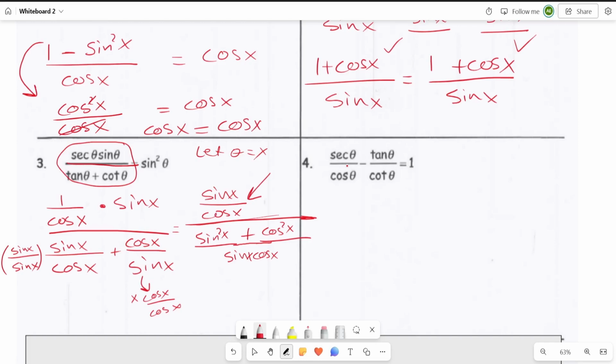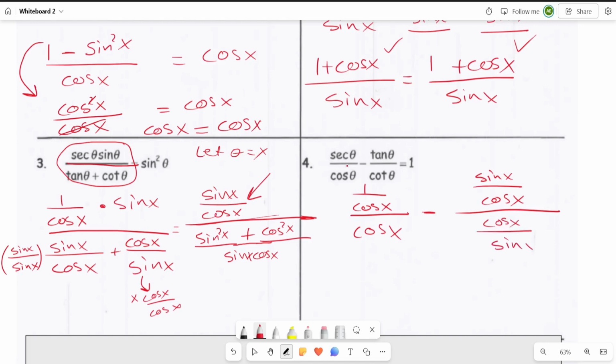So secant, I will write this fraction first. So this is the line. Secant is basically 1 over cosine x, and this I have a cosine x. And then minus, instead of tan, I will write sine x over cosine x. And instead of cotangent, I will write cosine x over sine x. Okay, so basically, this is going to be 1 over cosine x divided by cosine x, or I can rewrite it as multiply 1 over cosine x, correct?